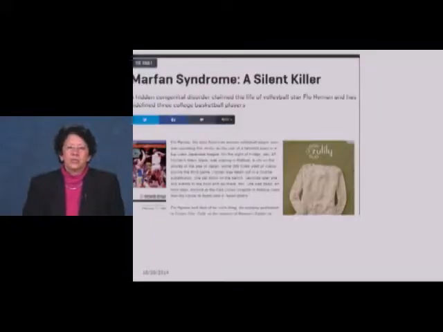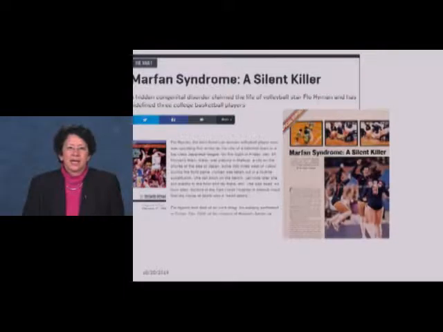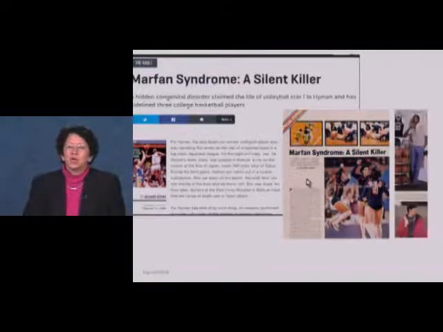Marfan syndrome can present in athletes as sudden death. Of course, there are many other reasons for sudden death in athletes, but this is one of them. This is from Sports Illustrated, because many years ago, an athlete named Flo Hyman, who had played on the volleyball team in the Olympics in Los Angeles, later went on to have sudden death on the court. There were some other athletes.